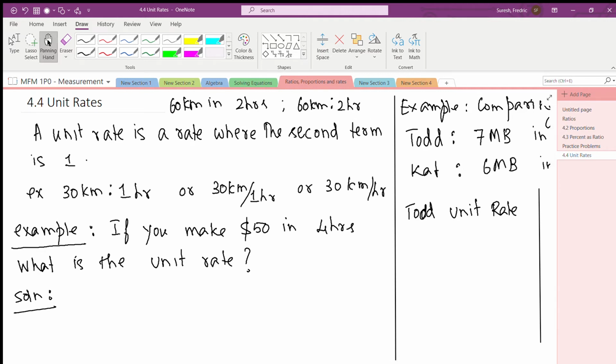Now the word unit means one. Okay, the word unit means one. So what is a unit rate? A unit rate is a regular rate where the second term of the rate is a one. Example would be 60 kilometers in 1 hour. The one makes this ratio into a rate.